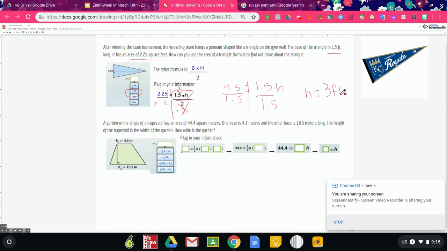Okay, the hardest shape to work with is a trapezoid, so this one's going to be a little bit difficult. It says a garden in the shape of a trapezoid has an area of 44.4 square meters. So it gives you the area right off the bat.